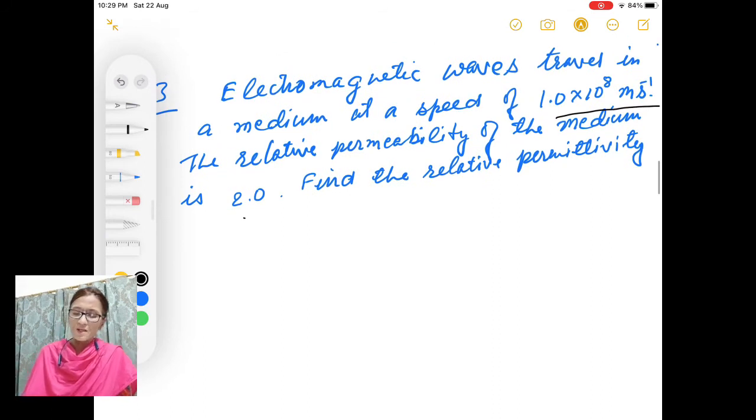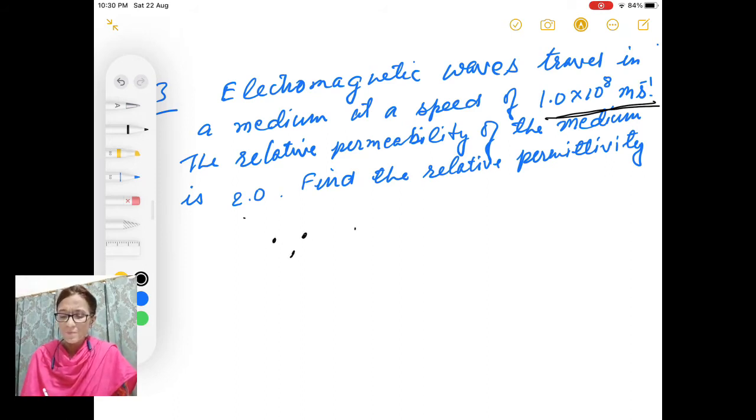Now next question. Question 3. Electromagnetic waves travel in a medium at a speed given. Speed is given. The relative permeability of the medium is 2. Find the relative permittivity of the medium.